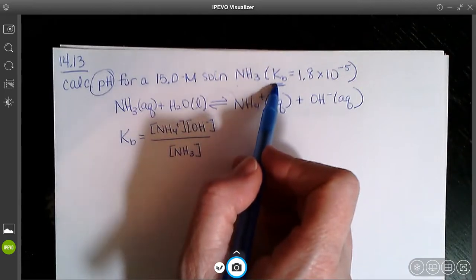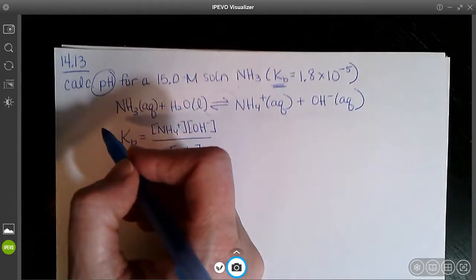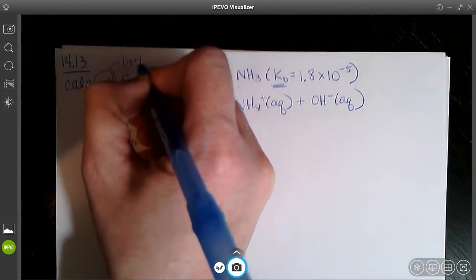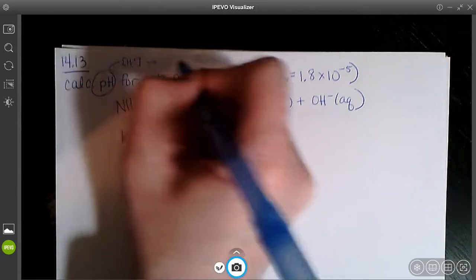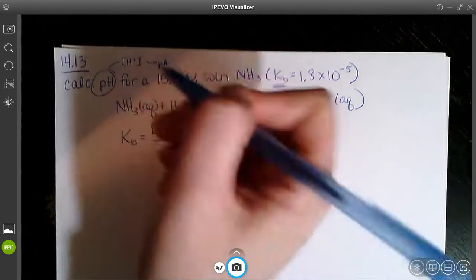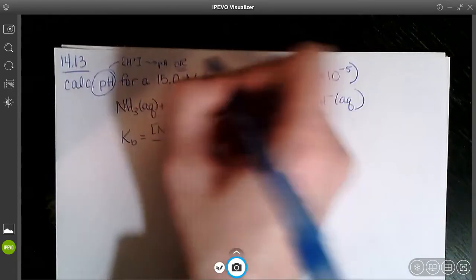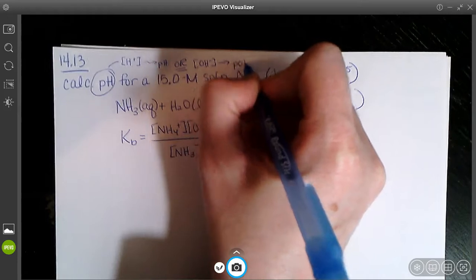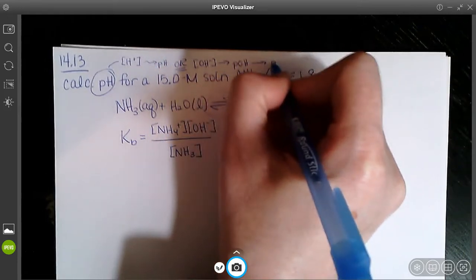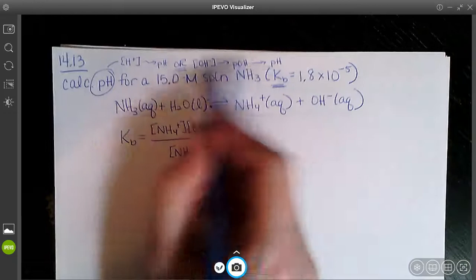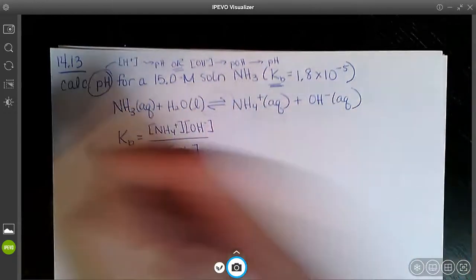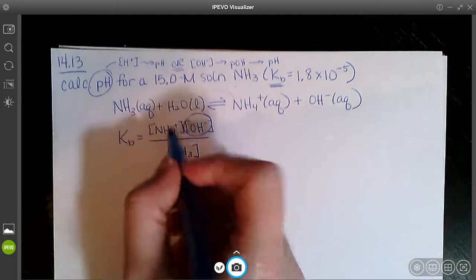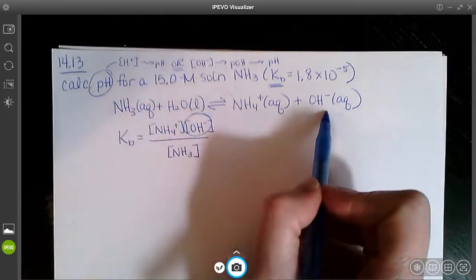All right, so we're trying to figure out the pH. Somehow we're going to need to get to the H plus concentration so that we can eventually get to the pH, or we can figure out the OH concentration, use that to go to the pOH, and then use that to go to the pH. This is the way I would do it. We can get the OH right there. We know that this is a 1:1:1 ratio.